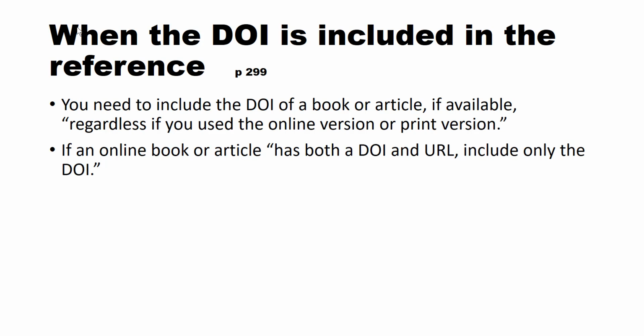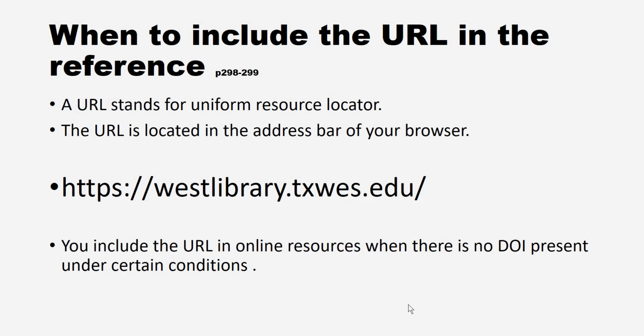If an online book or article has both the DOI and the URL, you should include only the DOI. So the DOI takes precedence over the URL. Now we will talk about online resources that do not have a DOI. If there is no DOI, then you include the URL. This applies for websites and journal articles.